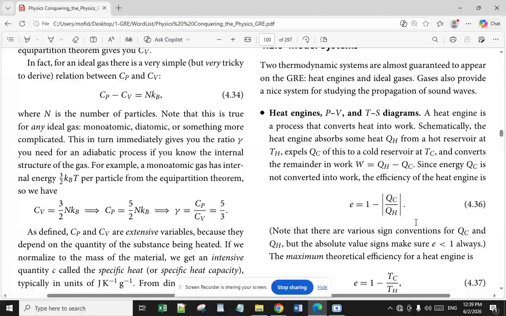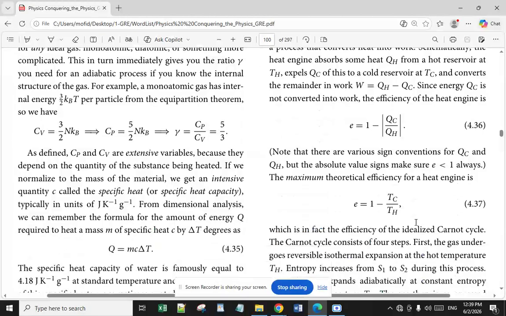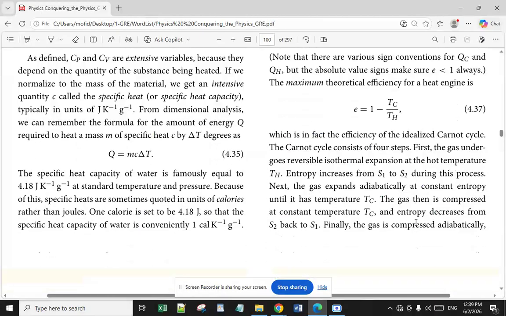Since energy QC is not converted into work, the efficiency of the heat engine is equal to 1 minus the absolute value of QC divided by QH. Note that there are various sign conventions for QC and QH, but the absolute value signs make sure the efficiency is always less than 1. The maximum theoretical efficiency for a heat engine is equal to 1 minus TC divided by TH, which is in fact the efficiency of the idealized Carnot cycle. The Carnot cycle consists of 4 steps.